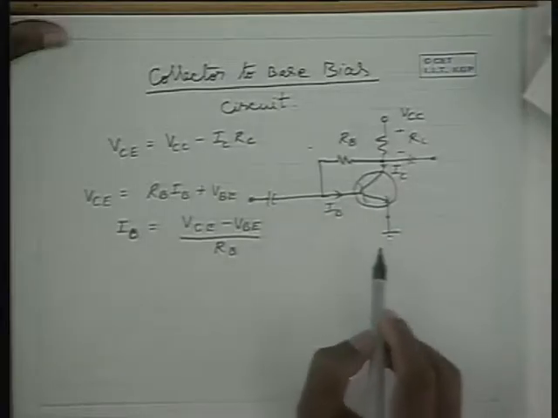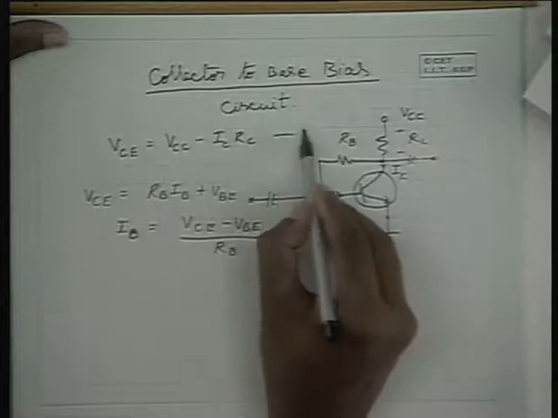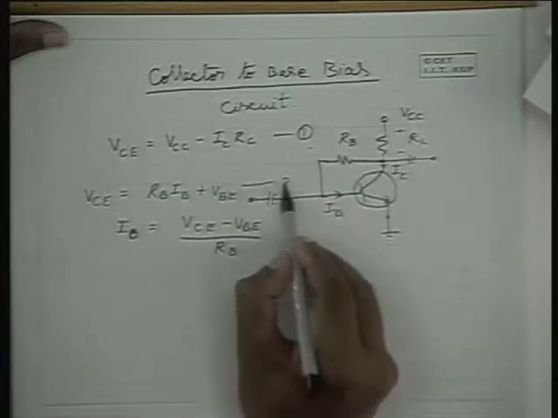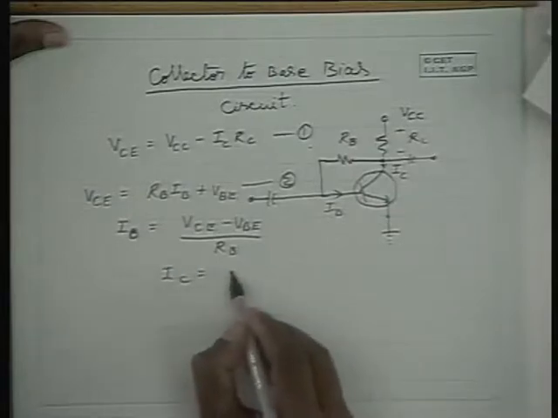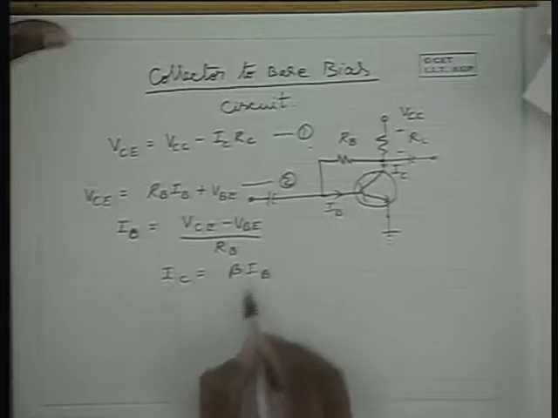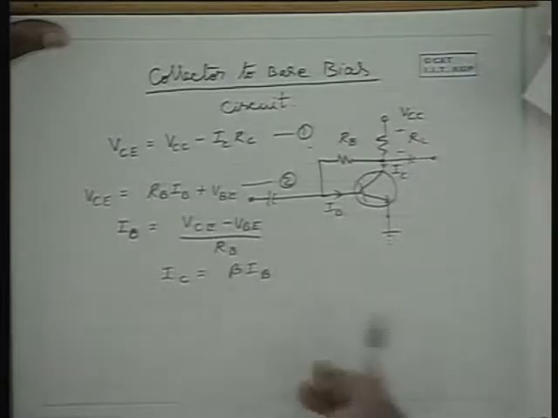Now, the quiescent point analysis of the circuit can be done using these two equations. Besides, we have to use the equation, as you know already, IC equal to beta IB. Similar to the self-bias circuit, the stability analysis of this circuit also can be carried out. But the self-bias circuit offers better stability than this circuit for the usually used values of the resistances.